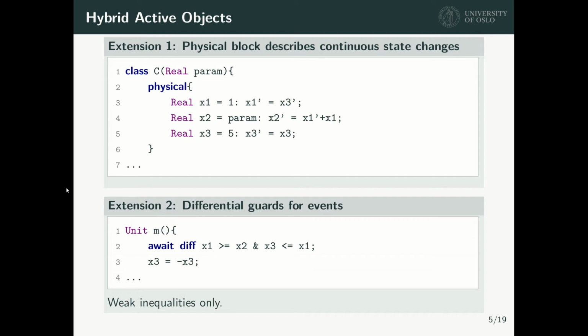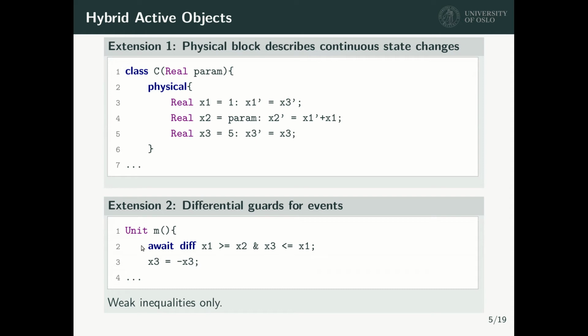Then we need a way to react to physical fields, and we add a special kind of condition synchronization. So we have a special await, which has this diff here, and this expresses that this method can be scheduled once x1 is bigger than x2, and x1 is also bigger than x3. And then it continues as before. And for this kind of await statements, we only allow physical fields, and we only allow weak inequalities.